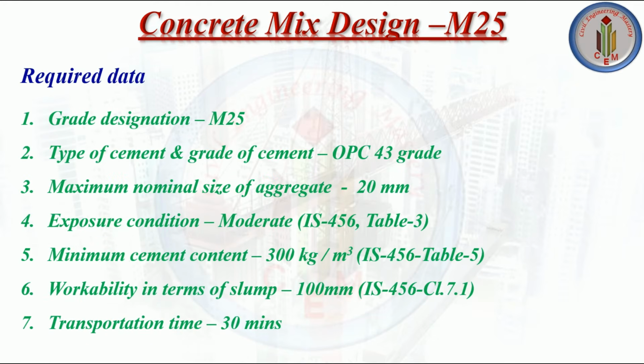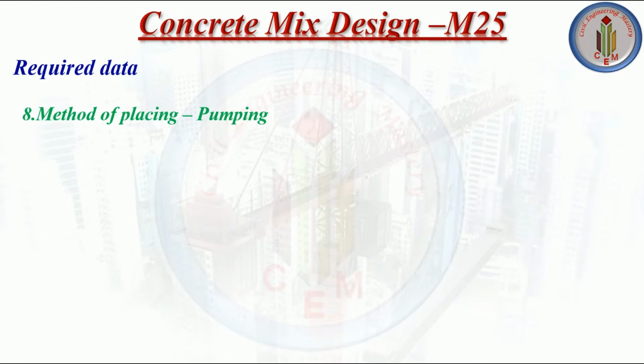Grade designation is M25. Type and grade of cement is OPC 43 grade. Maximum nominal size of aggregate is 20 mm. Exposure condition is moderate. Minimum cement content is 300 kg per meter cube as per IS-456 table 5. Workability in terms of slump is 100 mm as per IS-456-2000 clause 7.1. Transportation time is 30 minutes. Method of placing the concrete is pumping.